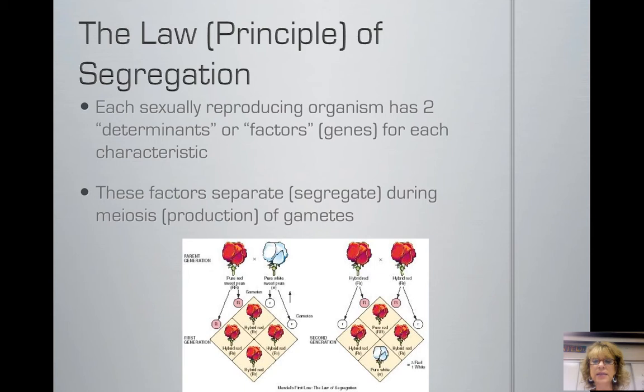And basically what that states is that each sexually reproducing organism has 2 determinants or factors. That's what he called them, because again, he didn't have knowledge of genes. Now we know that those factors were genes. So they have 2 factors for each characteristic. So that would be your 2 alleles for each characteristic. He also said that those factors separate or segregate during meiosis when gametes are produced. So in other words, the 2 alleles that are carried for one trait separate when gametes are being created.